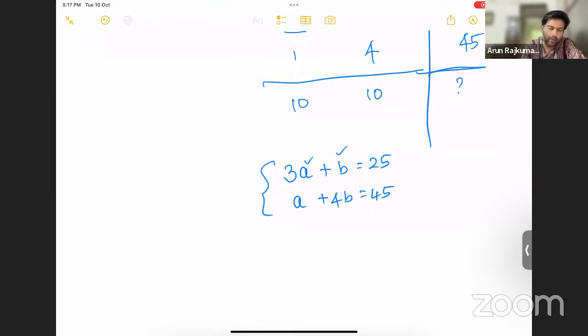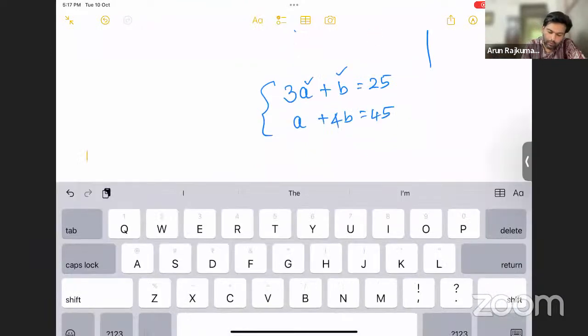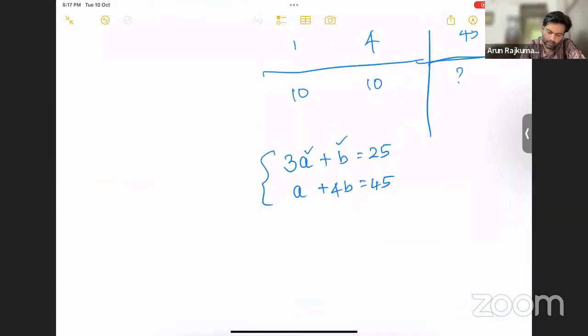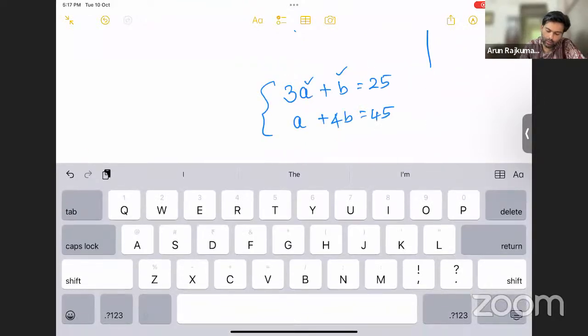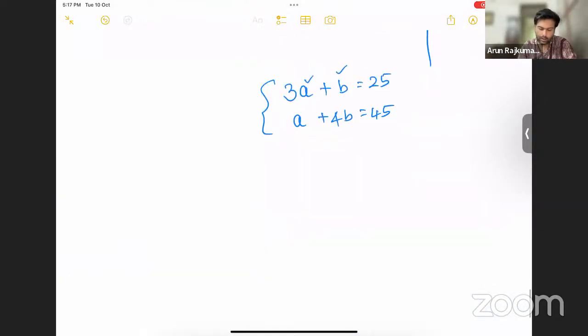Subtracting, right? You have to subtract such that one variable goes away. So if A plus 4B is 45, I can multiply: 3A plus 3 times 4B is 3 times 45. Now I can subtract equation 1 from equation 2.